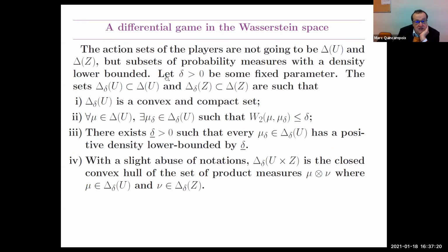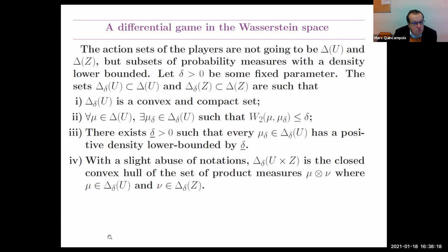And so now I define the differential game in Wasserstein space. Okay, so I will not define the game exactly on delta U and delta Z, but I will define it on subsets of delta U and delta Z. So it is a subset, indexed by a small delta, where delta is positive, of delta U and delta Z, such that these are convex and compact sets, formed by probability measures which have a density, bounded from below by delta. And it is known that every probability measure can be approached by a probability measure in the set.